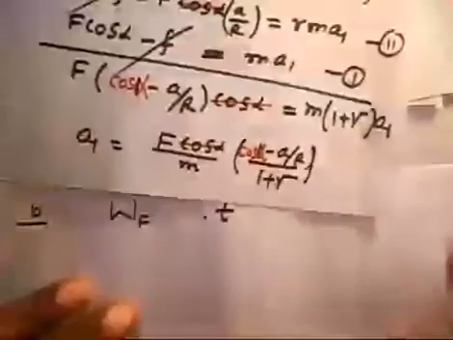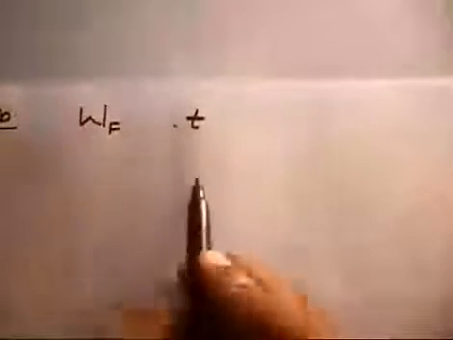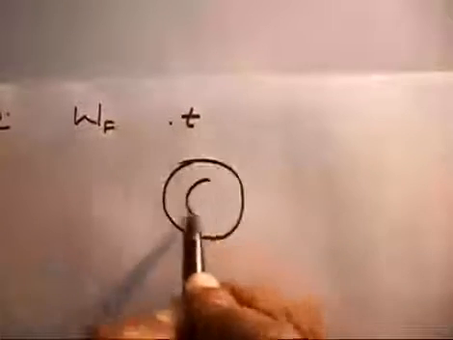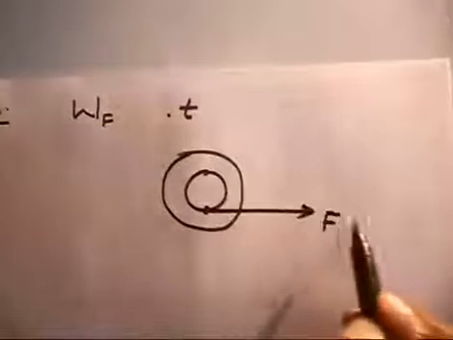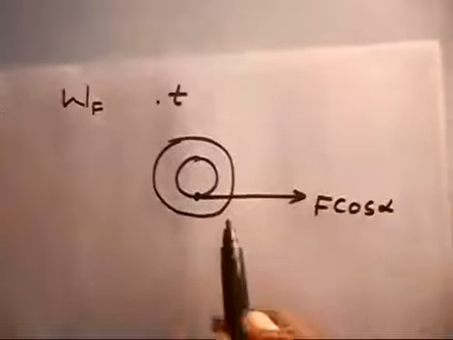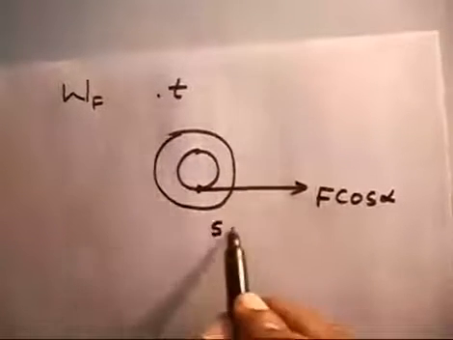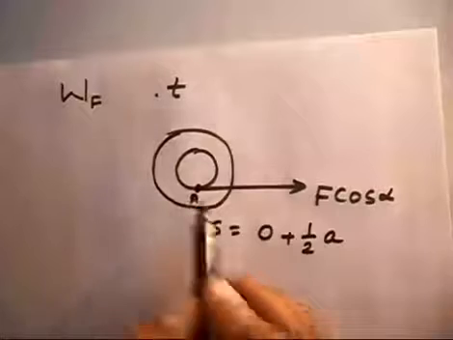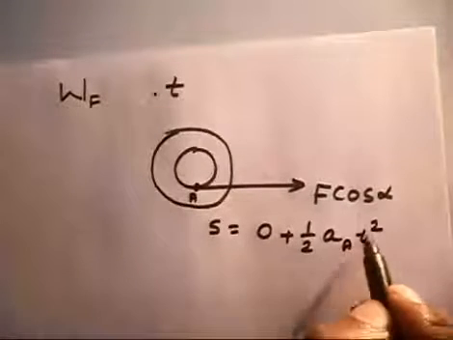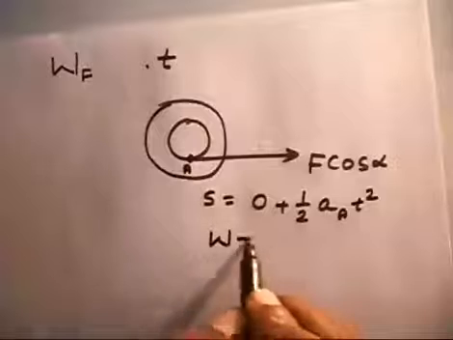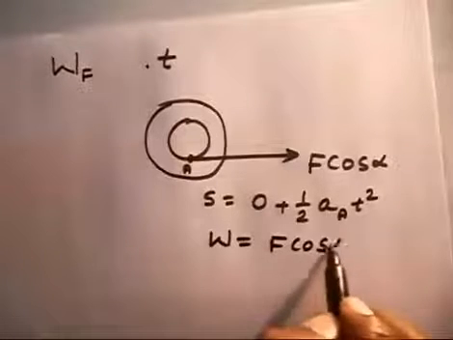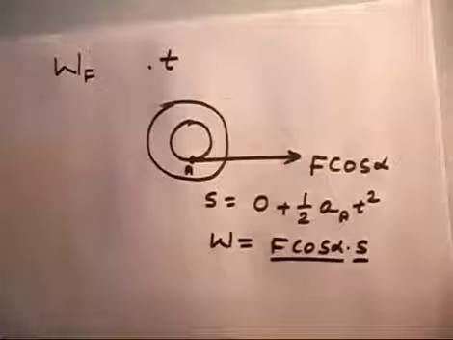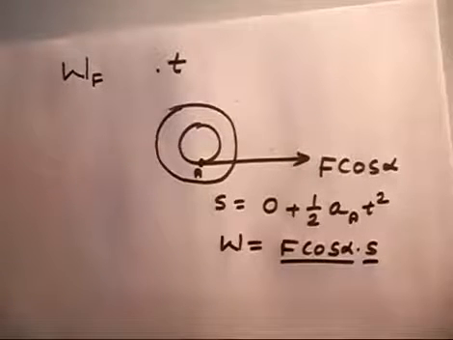So my target is to find the acceleration of this point, and then multiply by F cos alpha into ds. Now, s I can find using initial velocity 0 plus half a t square. Let us say this point is A, so acceleration of A into t square. This will give the displacement. So work done is simply F cos alpha into s. So my only concern is to find out the acceleration of point A.